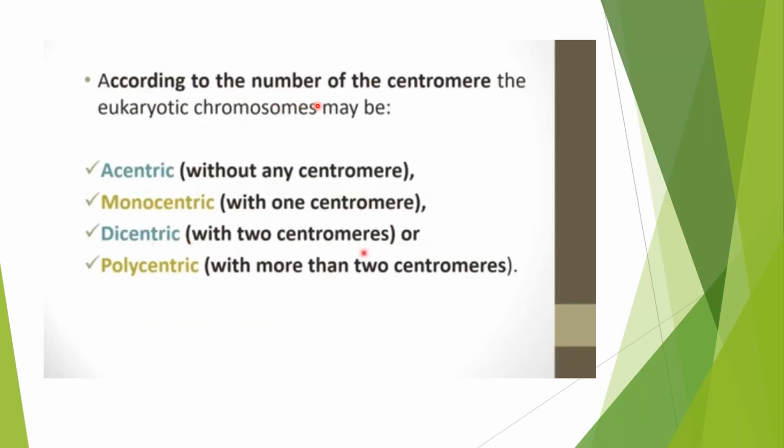According to the number of centromeres, the eukaryotic chromosomes are divided into acentric, monocentric, dicentric, and polycentric. Acentric are those without any centromere, monocentric with one centromere, dicentric with two centromeres, and polycentric with more than two centromeres.